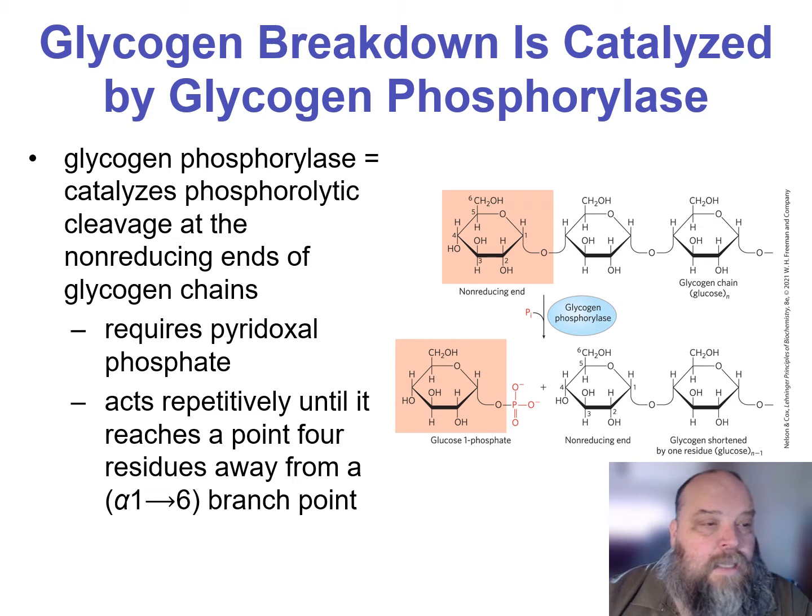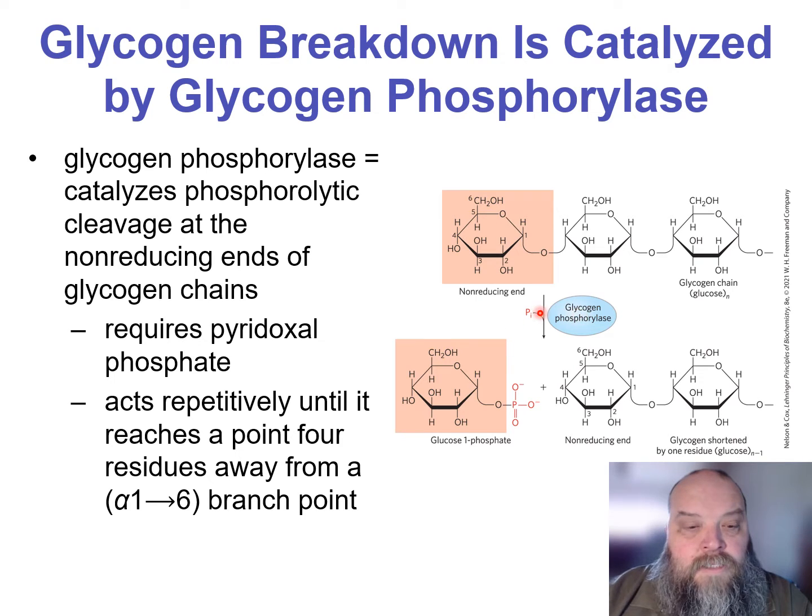Now when we look at this glycogen breakdown, it's catalyzed by a specific enzyme. This enzyme is known as glycogen phosphorylase. Glycogen phosphorylase is going to go to the non-reducing end of the glycogen molecule, this sugar polymer. How do I know it's the non-reducing end? Because it is carbon 4 of the terminal sugar.